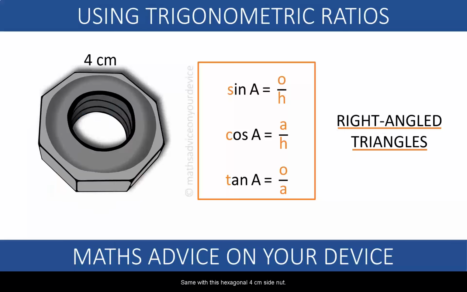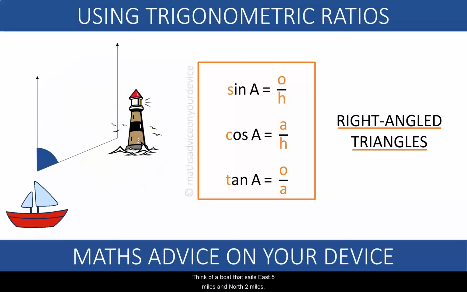Same with this hexagonal 4 centimeter side knot. We can divide it into 12 of these right angle triangles. Think of a boat that sails east 5 miles and north 2 miles. What bearing does the boat follow? We want to draw a triangle where the known lengths make a 90-degree angle. We can use trig ratios to find missing lengths or missing angles.